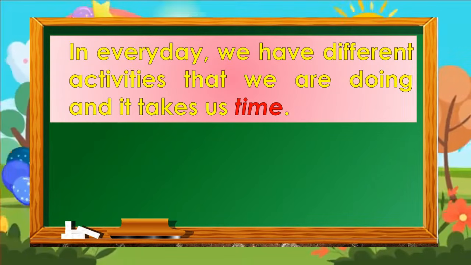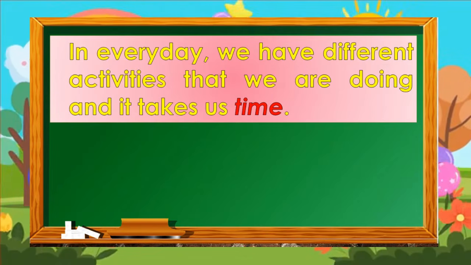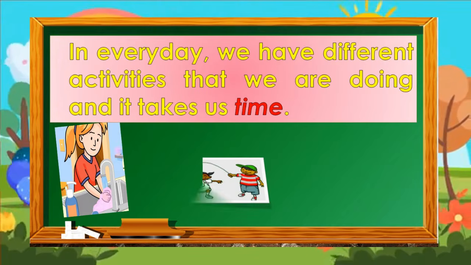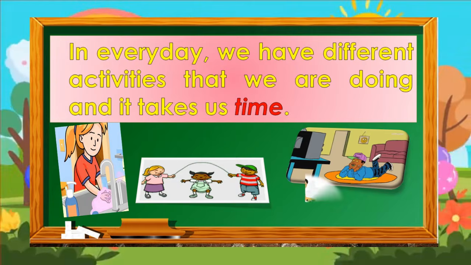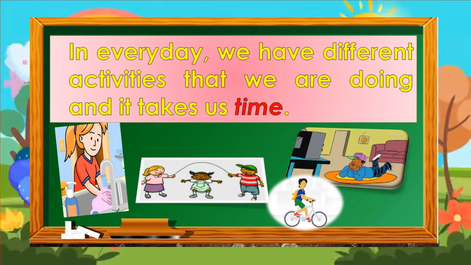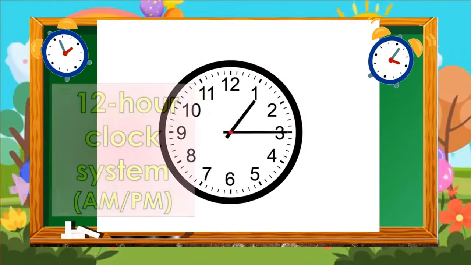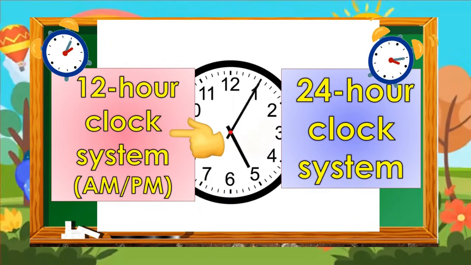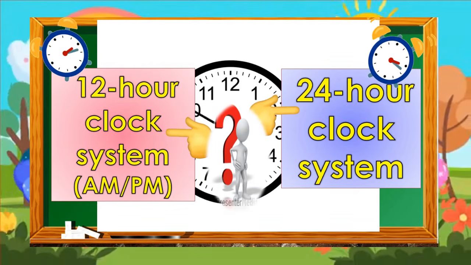Every day, we have different activities that we are doing, and it takes us time, like washing our hands, playing with friends, watching TV, and even bicycling. Everything that we do takes us time. Talking about time, what is a 12-hour clock system? And what is a 24-hour clock system? Do you have any idea what these are?